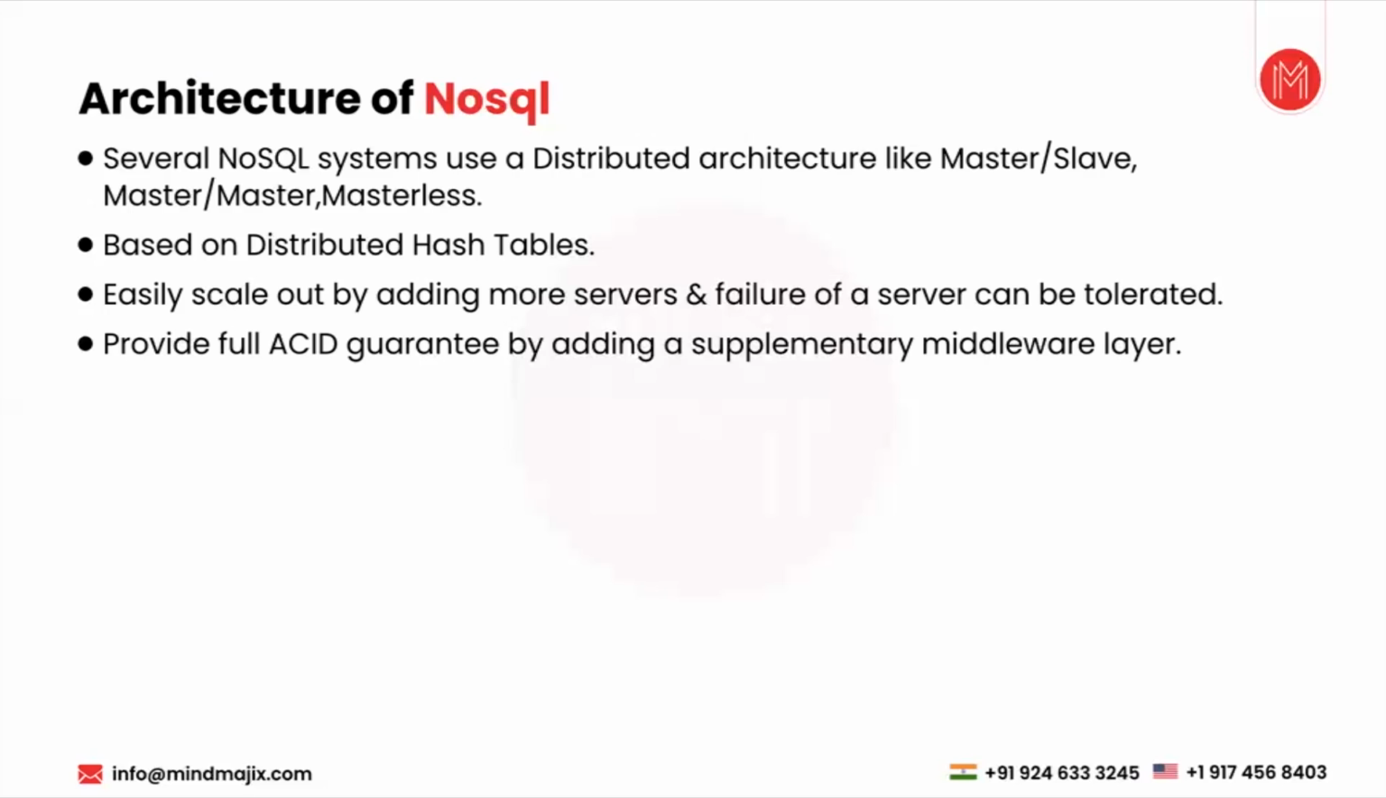Then we have the next point based on distributed hash tables. So now what is a hash table? First of all, you need to understand what a hash table is. Then it will be easy for you to understand the distributed hash table. A hash table is a decentralized data store that looks up data based on key-value pairs. In this hash table, the data will be stored in the form of rows and columns, but the data will be accessed with the help of keys and values.